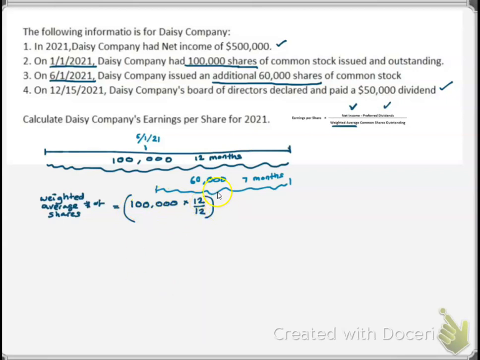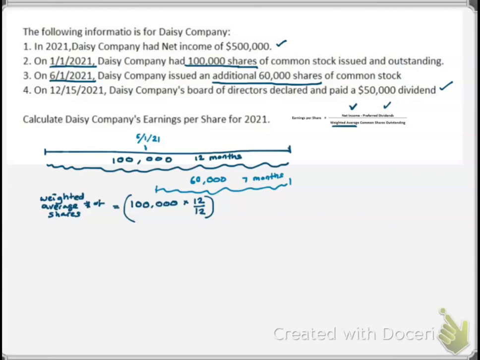Now we're going to look at the next portion, which is the 60,000 shares that they issued on June 1st. Use your fingers to count the number of months from June to December, and you'll find that it's 7. June, July, August, September, October, November, December. That's 7 months. So we're going to do the same thing for the 60,000 shares.